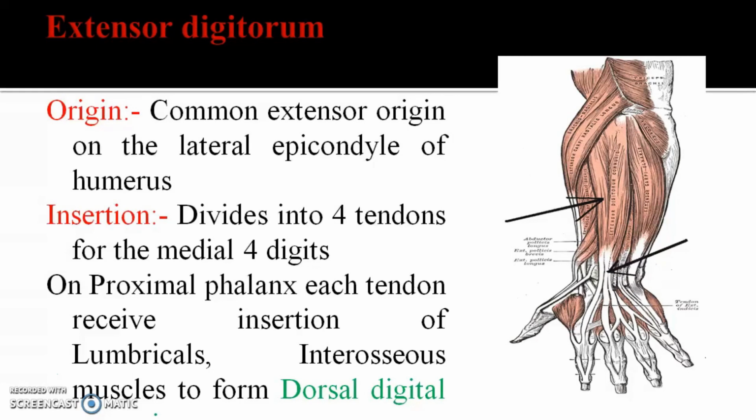So this thing you have to remember. This muscle is dividing into 4 tendons and then getting inserted into the phalanges. On the proximal phalanx, each tendon of this extensor digitorum receives the insertion of lumbricus muscle along with interosseous muscle to form the dorsal digital expansion.